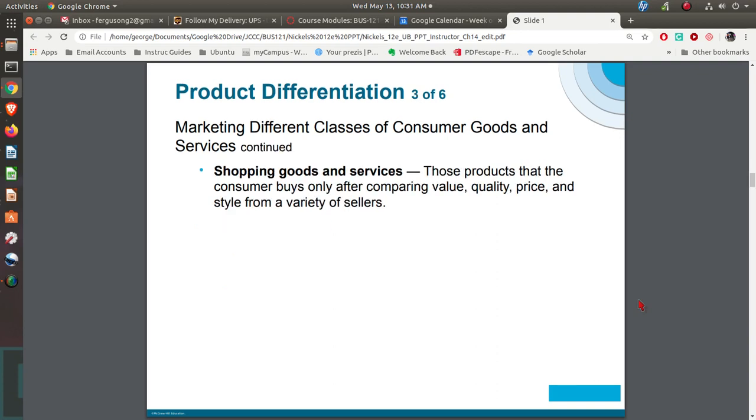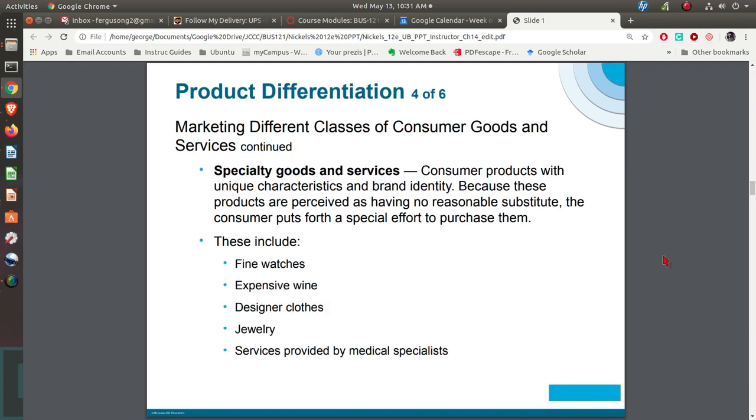Then you have your shopping goods and services. An example might be different computers, or you're thinking about a new pair of jeans. You might shop around so that you're comparing the value, the quality, price, and style that go along with those different types of goods. And then you have your specialty goods, things that people will spend more money for because they feel that there is not another substitute, things like fine watches and expensive wine.